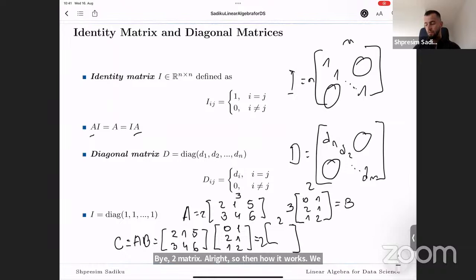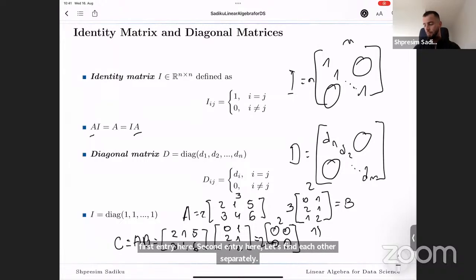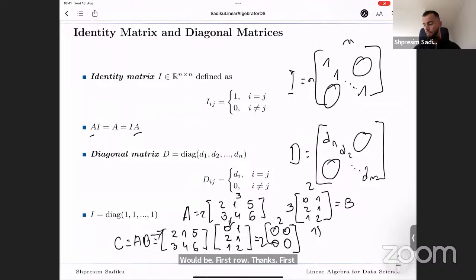All right, so then how it works. We have the first entry here, second entry here, third here, fourth here. Let's find each of them separately. So the first entry would be the first row times the first column. 2 times 0, 0, plus 1 times 2, 2, plus 5 times 1, 5. So the first entry is just 7.